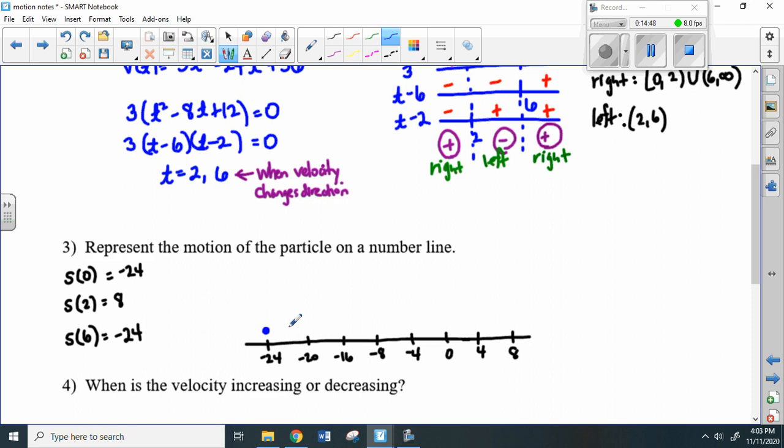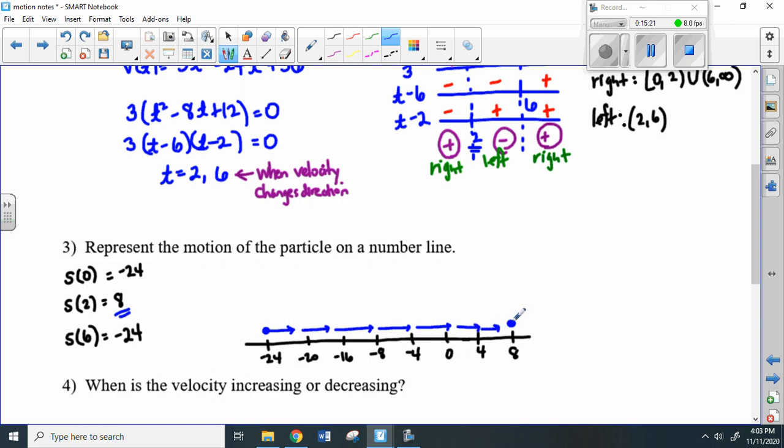Okay, so now we have to base it off of when we're moving right and left, okay? So we start at negative 24 and we move to the right for 2 seconds. This is seconds, okay? But over here, this is where we go. All right, so we go from negative 24 to positive 8 in 2 seconds, and we're moving to the right. Well, we better be moving to the right. That's the only way to get from negatives to positives if we're going left and right.